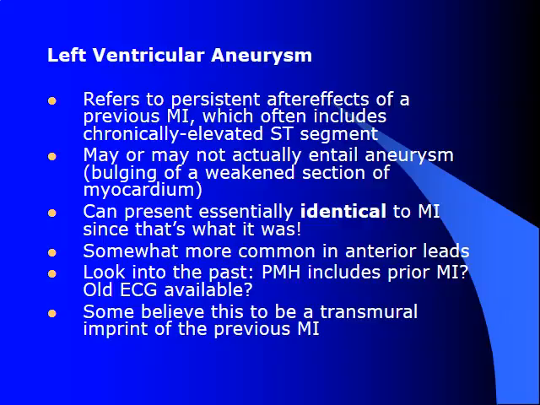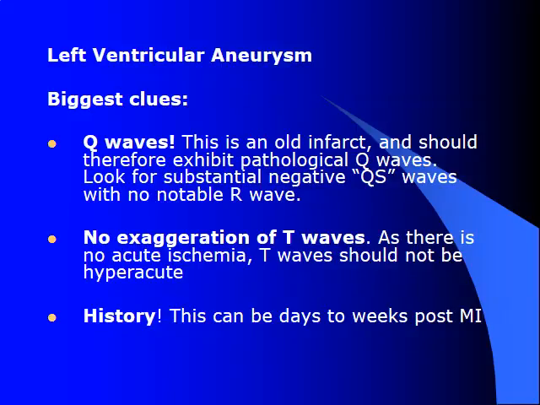Some believe this to be an actual mirror image or imprint of the previous MI. The mechanism exactly is not known, what causes these looks. Our biggest clues are going to be looking for Q waves. Since this is an old infarction, we should have pathological Q waves. Looking for a substantial negative QS wave with no noticeable R wave is going to be a good indicator. And you should not see any hyperacute T waves because there's no acute ischemia. The T waves should not be altered.